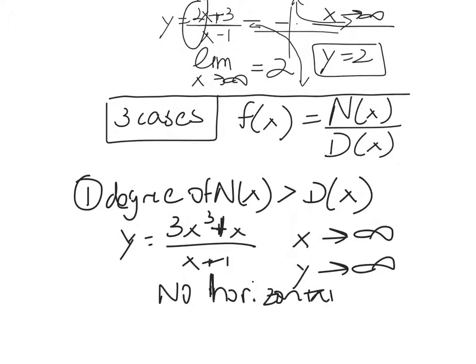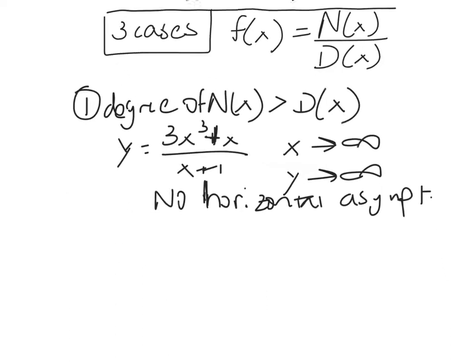No horizontal asymptote. Okay, it's going off to infinity. It's getting bigger and bigger and bigger. All right, case number 2.